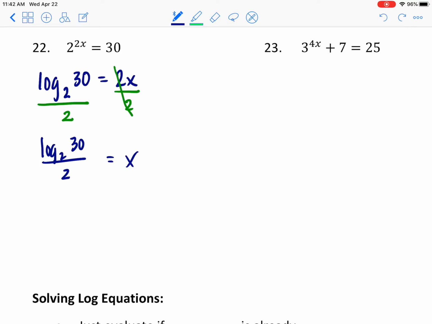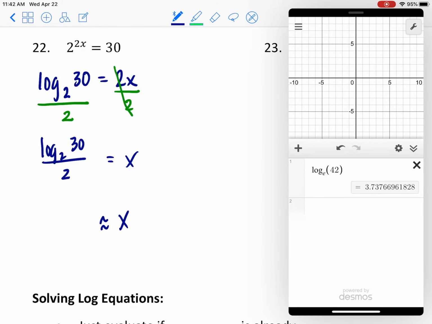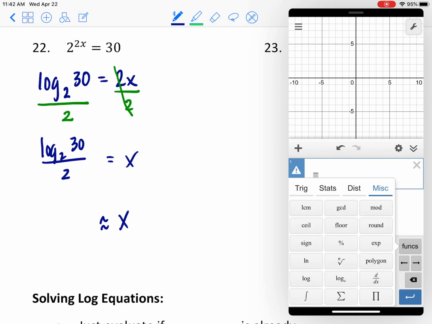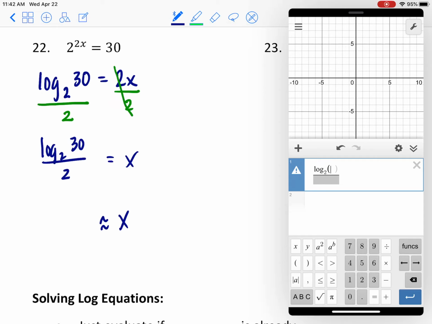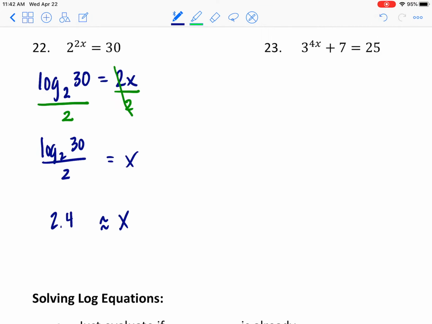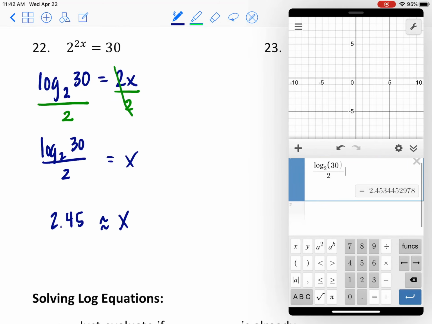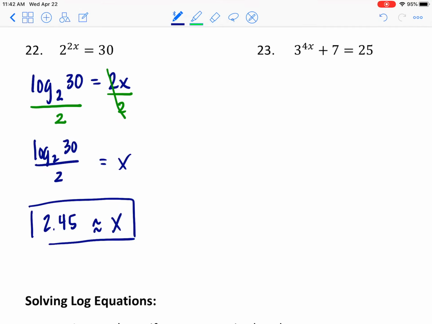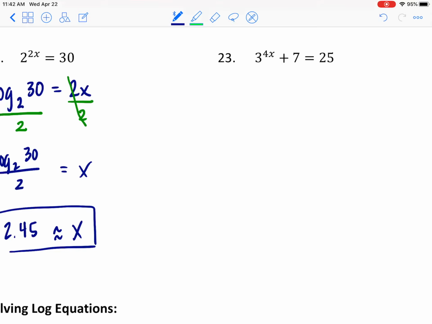You can't actually divide that number 2 into the base or into the argument because this represents some decimal, and divided by 2, I don't know what that's going to be, so I have to type this into the calculator as is. So x is going to be approximately, let's type it in here. I'm going to make a fraction first. In the top of the fraction, log base 2 of 30, and then I'm going to divide that by 2, and I get about 2.45. So 2.4, was that 45? Yes, okay, sometimes I second guess.